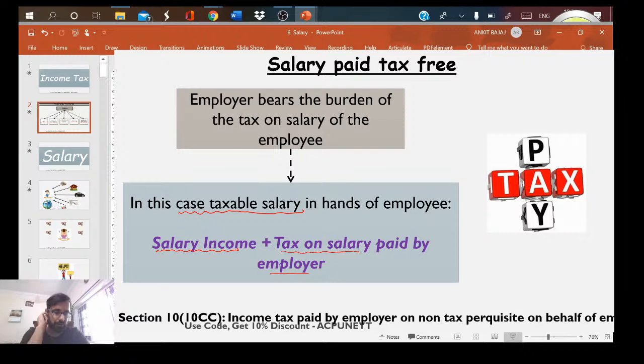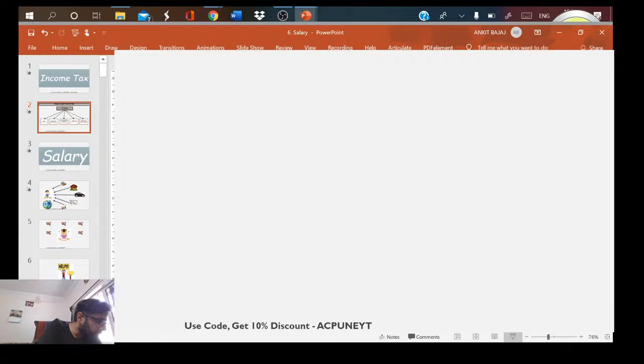Okay. So if you guys are having any problem now, you can just write it down in the group, and I will reply to you. I'm checking your messages also. If you are having any problem, just write it down in the group.